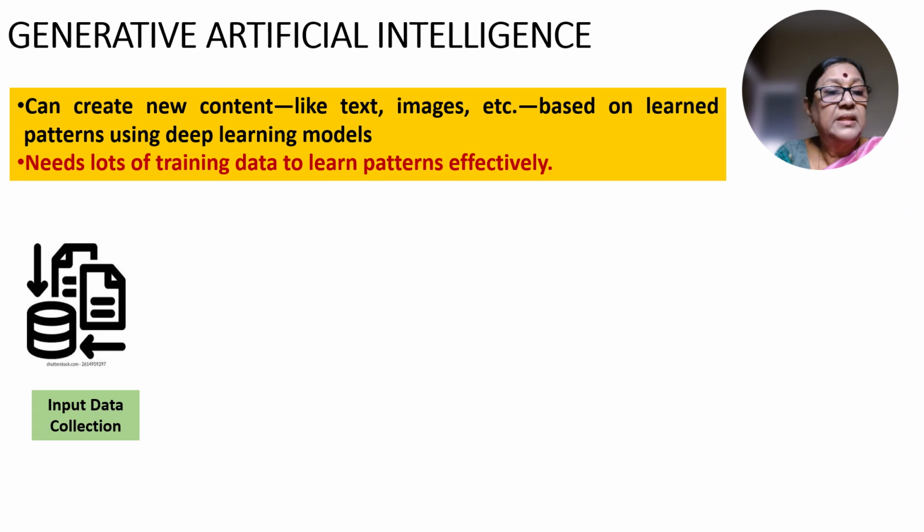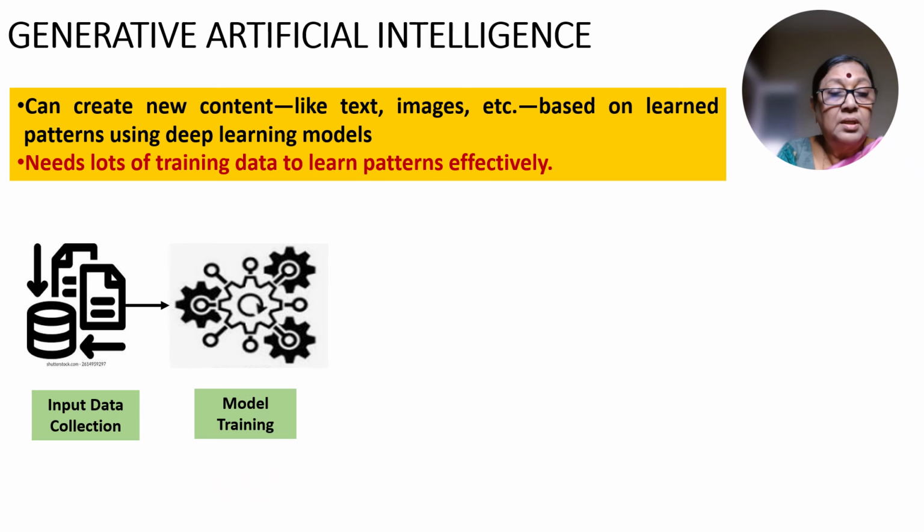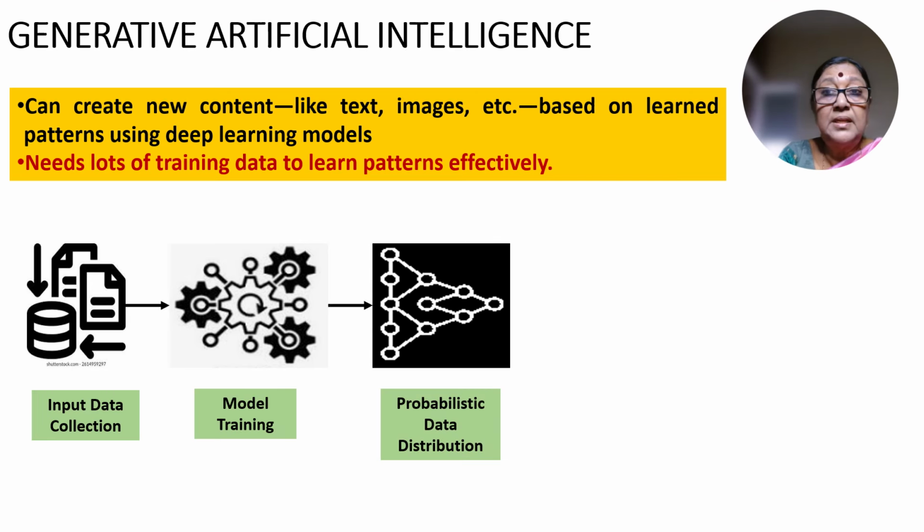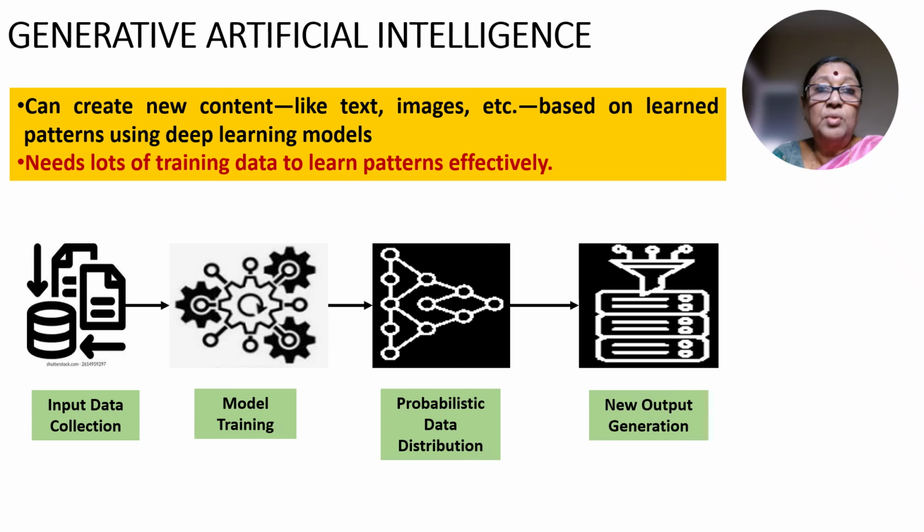Now here you have the input data collection. It has to be huge, remember. Then you go to model training, similar to how we do model training elsewhere. Remember, there is no feature extraction, because deep learning itself does not have it, and generative AI uses deep learning models. Then you have the probabilistic data distribution. This is what is different. It learns a data distribution. It does not actually learn a pattern. If you do not know what a data distribution is, it doesn't matter. But from this data distribution, we are able to extract new novel output. That is what is important. So you get new output generation.